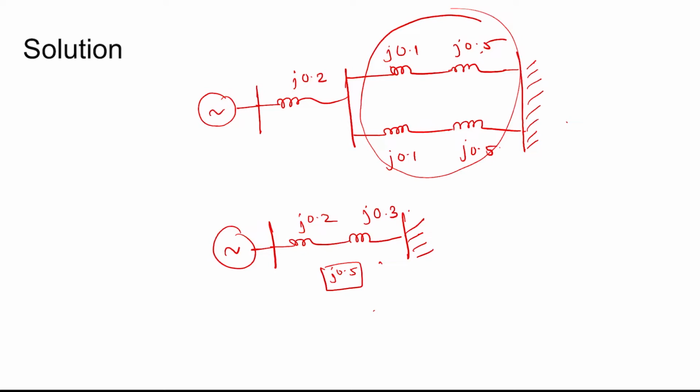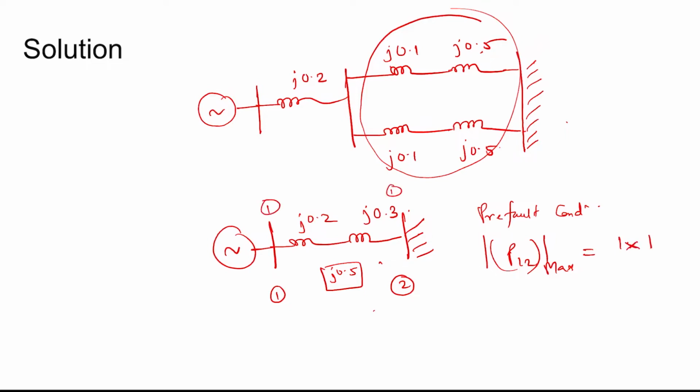So in this case, that is the pre-fault condition. If this is bus 1, this is bus 2, P12 max, the magnitude is given as 1 into 1, because the voltage magnitudes of both the buses are 1 per unit, divided by j0.5. So 0.5 is the magnitude, this is 2 per unit.